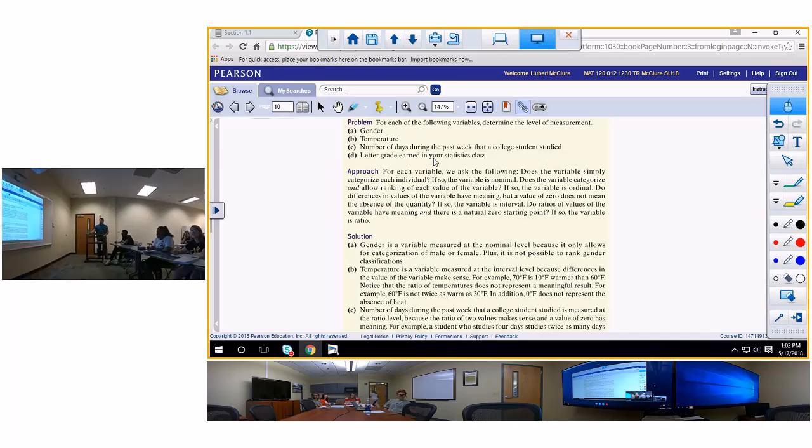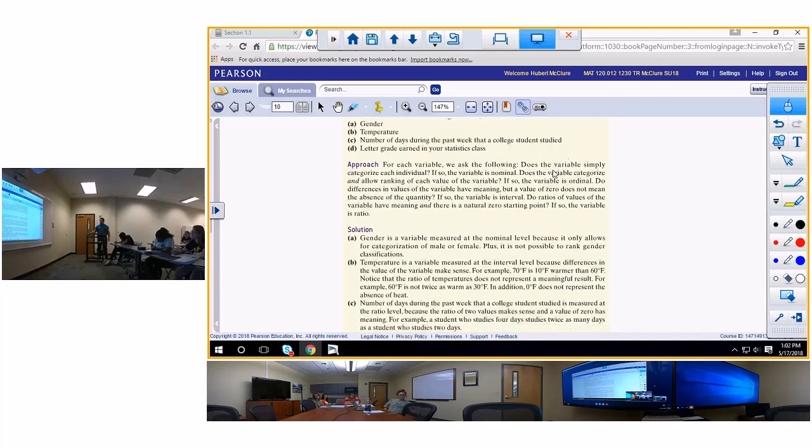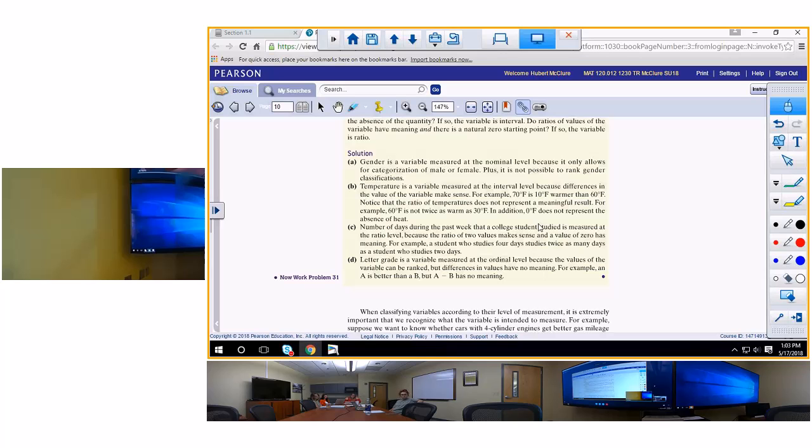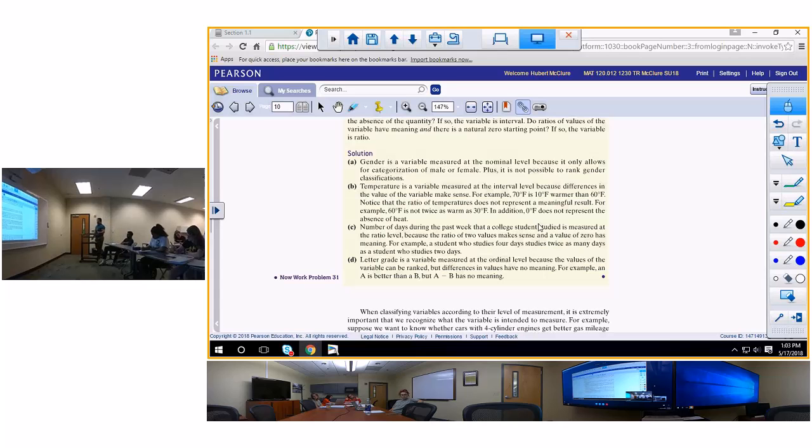All right. Number of days during the past week that a college student studied. Well, that would be absolute 0. Why? Because if I tell you I've studied 0 days, that means I have not studied at all. So that would be where 0 means nothing. So that would be ratio. You need to remember those 4 examples right there.